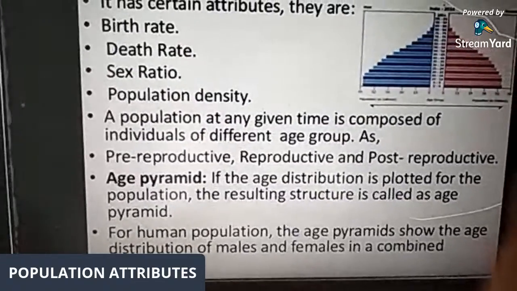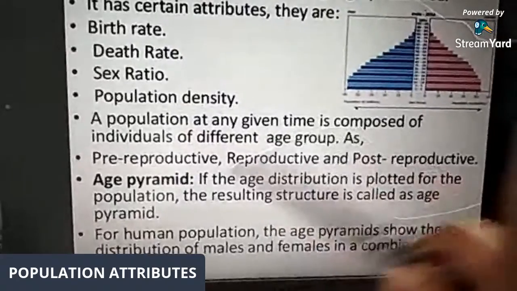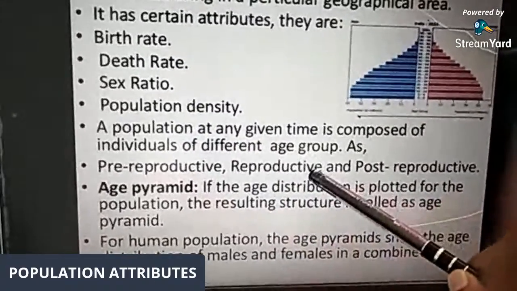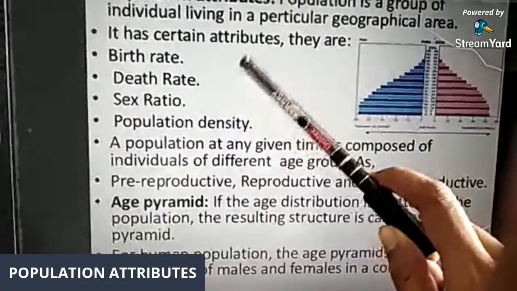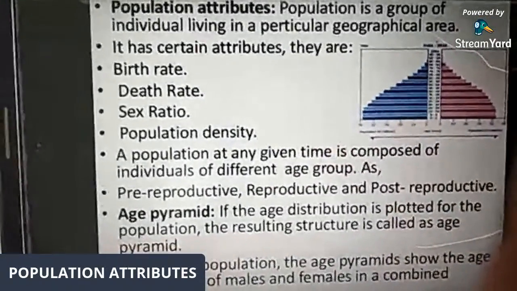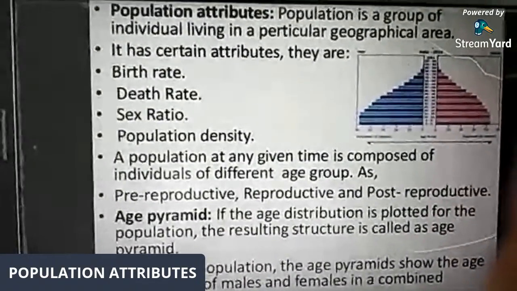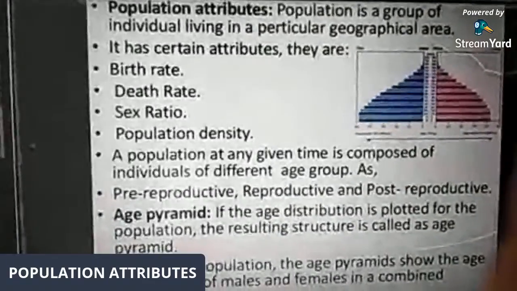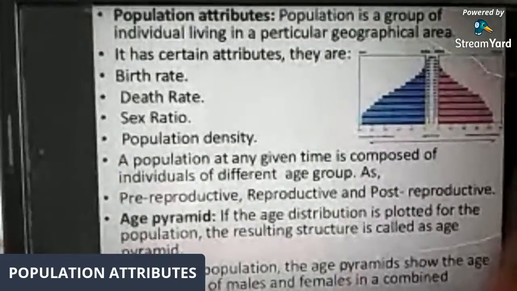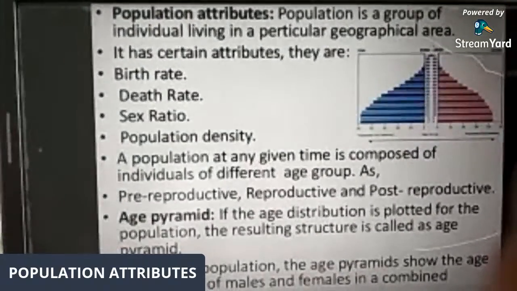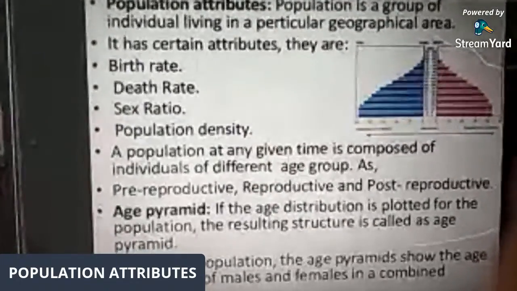They are the birth rate, death rate, sex ratio, and population density. Okay, next, the population at any given time is composed of individuals of different age groups, like the pre-reproductive stage, reproductive stage, and post-reproductive stage. Before starting all those things, you should know the meaning of birth rate. Birth rate means the number of individuals born by time, and death rate means the number of individuals who die by time. Clear? So within a unit of time, how many persons die or how many persons are born, that's called the birth rate and the death rate.